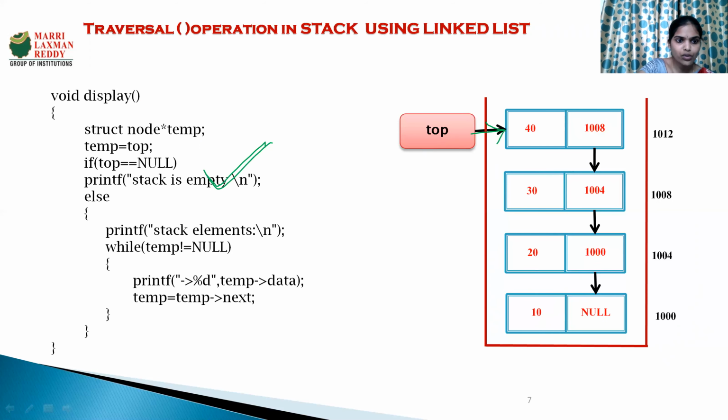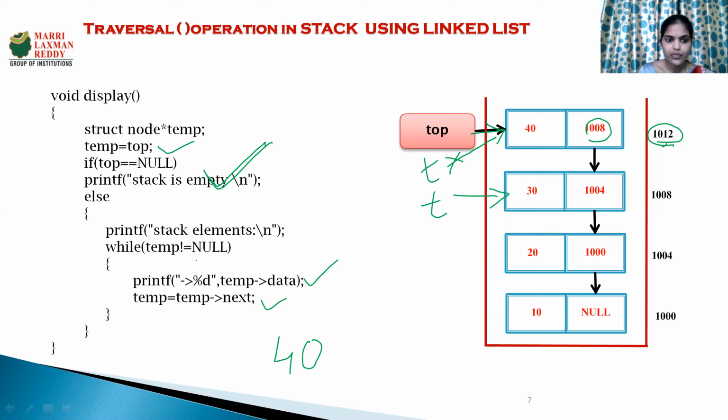Now, otherwise, to traverse this, I'm checking if the stack is empty. No, it is not empty. So it's going to the else part. Here, I'm initially assigning temp to top. So temp is assigned to the first node. Now, is temp not equal to null? Yes, temp is not equal to null because temp is holding the 1012 address. So I print temp data, that is 40. 40 got printed. Now temp is moved to temp next, where I have the 1008 address.